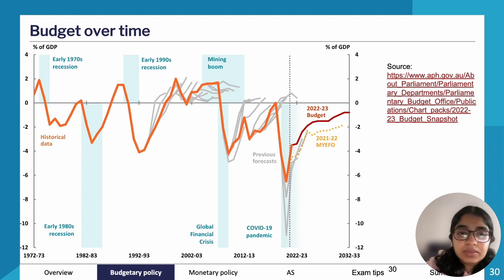Your budget over time, so here is the government's budget over time. You can see here it's 0, and anything below 0 means that we have a deficit, so it's negative. And you can see a really, really big negative here. So there's a huge negative in the budget here, but it's expected to improve over time. You can check out how the budget's going using the source here. There's a link here that will take you to the website.